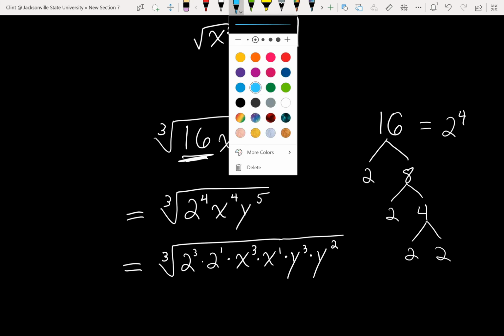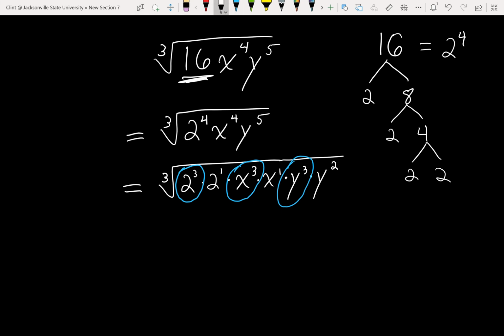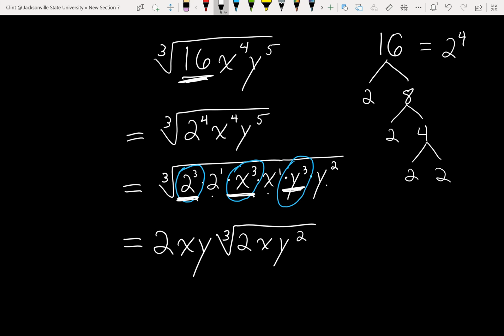Then we go back to that important fact. Here's a group of 3. Here's a group of 3. Here's a group of 3. So we can simplify those parts. The cube root of 2 cubed is 2. The cube root of x to the 3rd is x. And the cube root of y to the 3rd is y. And then everything else is still going to be under the radical. So what do we have left? We have 2, x, and y squared. So the cube root of 16 x to the 4th y to the 5th simplifies to 2xy times the cube root of 2x y squared. We just bring out all the powers of 3 that we can.